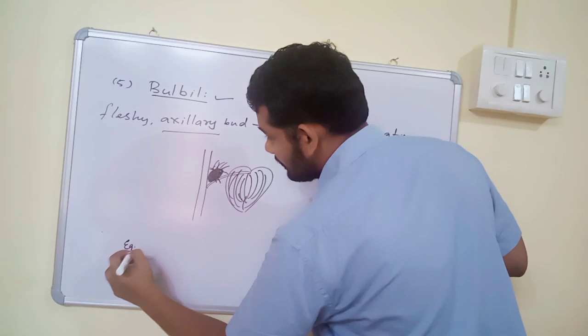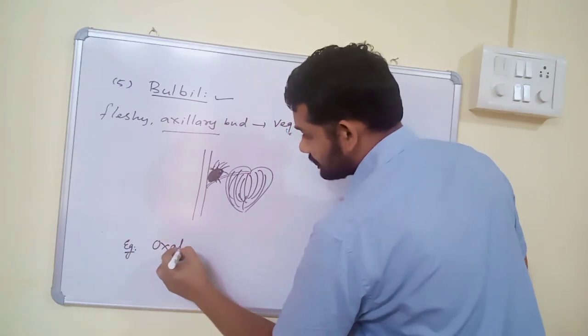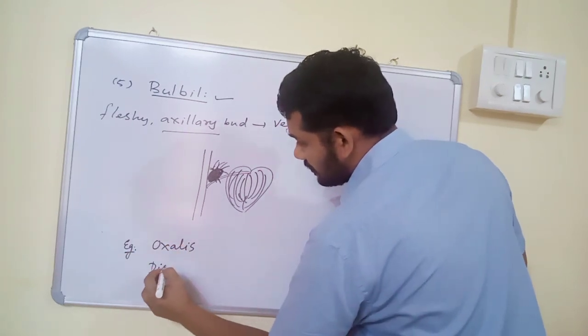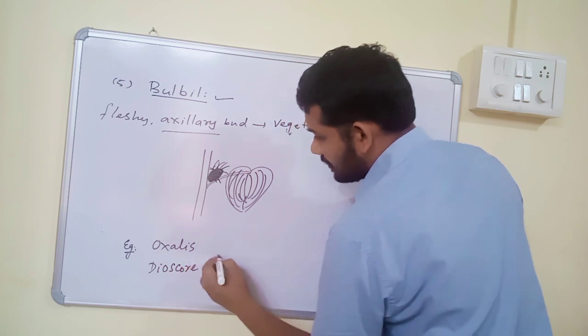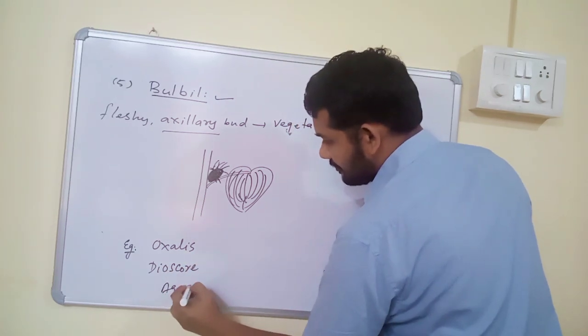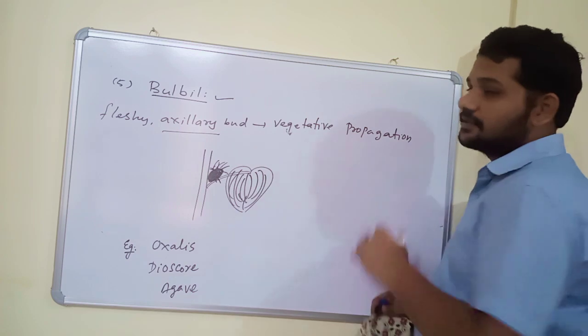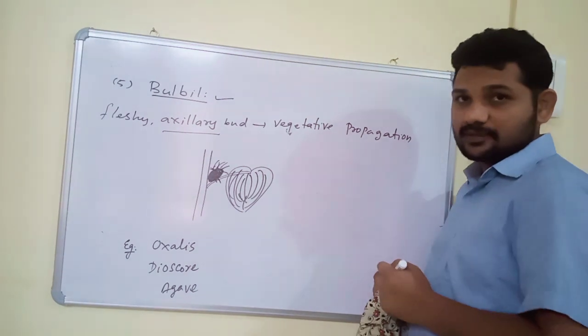Bulbil is usually found in Oxalis, Dioscorea, and one more example is Agave. So all these are the different types of aerial stem modifications.